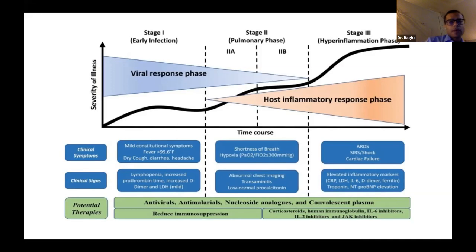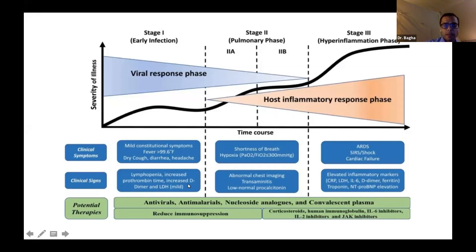So if you look at the clinical symptoms in stage one, we tend to get mild constitutional symptoms. We tend to get a fever, dry cough, patients may get diarrhea or headaches. As they move to stage two, they tend to get shortness of breath, they become hypoxic, the PO2/FiO2 ratio goes to less than 300. And when it reaches stage three, which is the hyperinflammation phase, then they go into ARDS and they go into septic shock, cardiac failure, and multi-organ dysfunction.